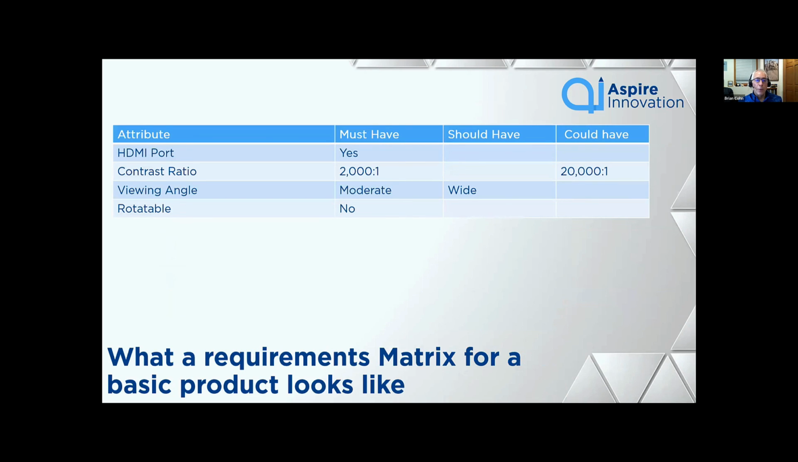And if we put this together and take what we had on the last slide, hopefully these were consistent. Maybe they're not quite. We said we must have that HDMI port. We wanted to have a relatively high contrast ratio. If we can get higher, great, but we're not going to do it. And maybe we decided that rotating it was too expensive, and we said, no, we're just not going to do that. So we have this very simple matrix of musts, shoulds, and coulds.